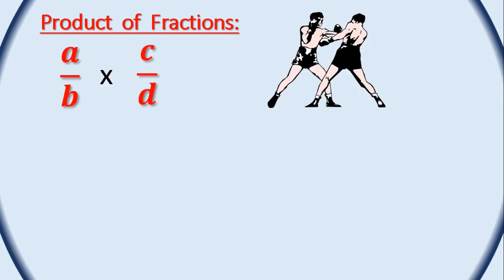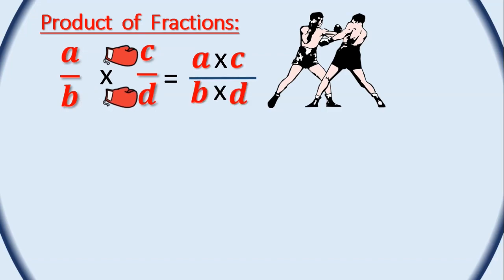Good. Now, how to multiply fractions? We multiply the numerators by each other, we get A times C. And we multiply the denominators by each other, we get B times D. For example, 3 over 4 times 5 over 6. We multiply 3 times 5, we get 15. 4 times 6 equals to 24.